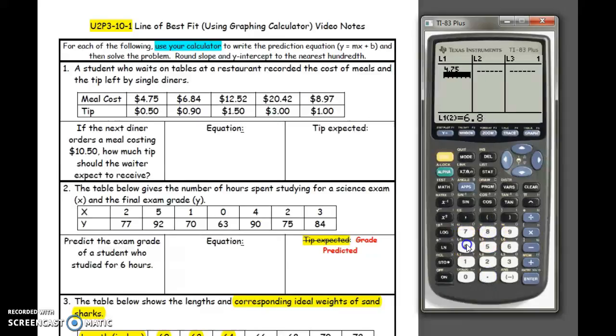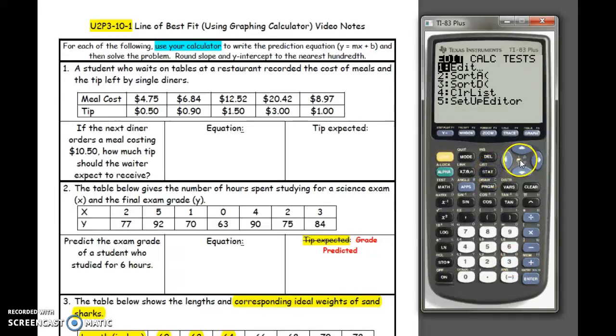$6.84, $12.52, $20.42, and then finally the last of our X list is $8.97. If you've made a mistake, hit enter, and we can always go back up and fix it. In list 2, our Y values, our tips, are 50 cents, 90 cents, $1.50, $3, and $1.